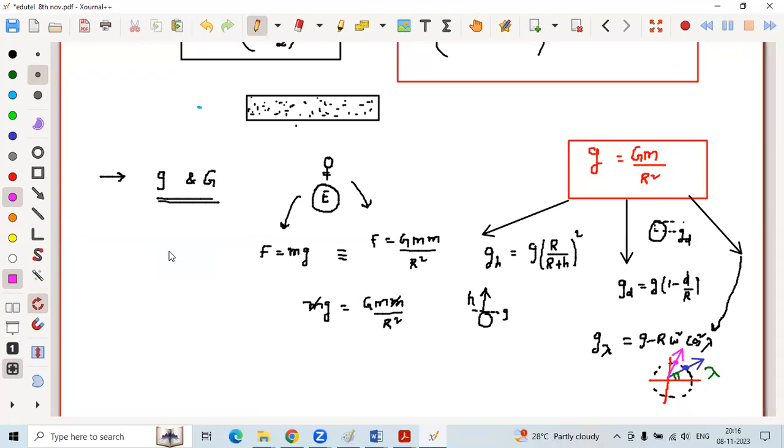Note on first question. A mass is kept at a height equal to R by 3. Then find g on that mass.